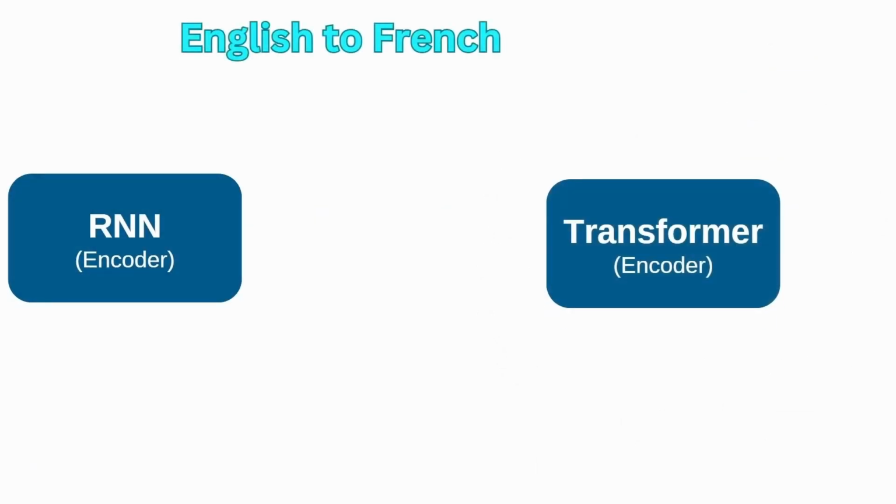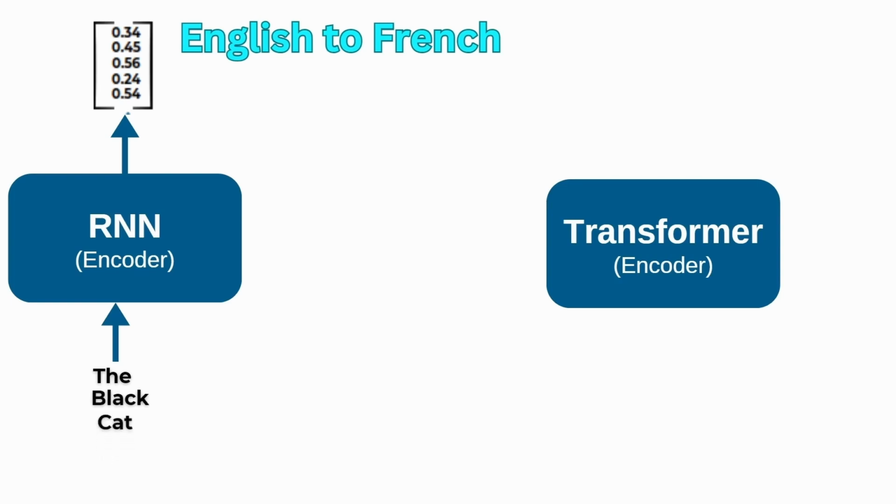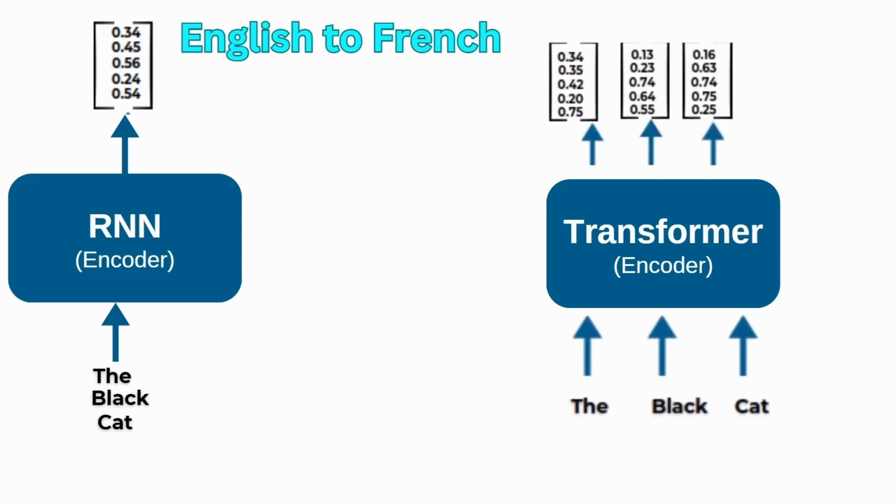In case of RNN, it processes the data sequentially. First I have fed "the", and based on that it has encoded that text into a vector. Next I feed "black", and again it produces a vector. Then I feed the last word; the sentence is "the black cat". So I feed "cat", it processes, and again produces a vector. In case of a transformer, we feed the whole sentence in parallel and it produces the vectors accordingly. So that was the major difference between RNN and transformer.